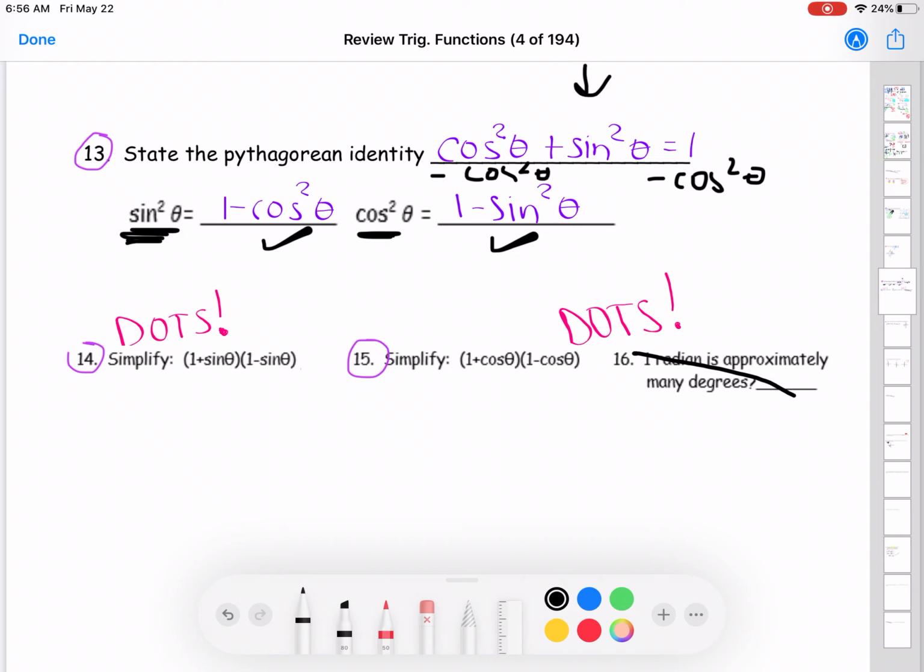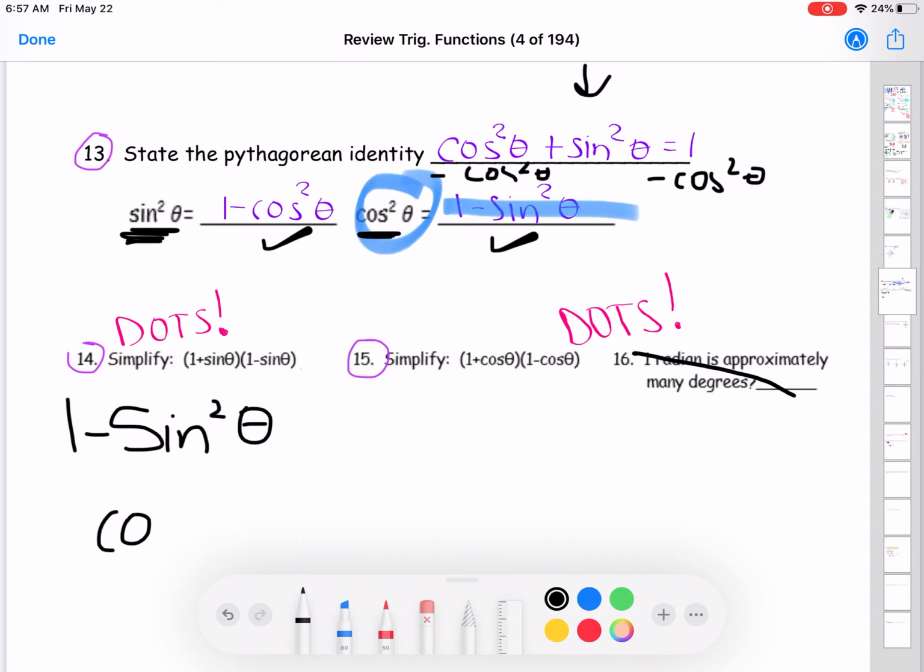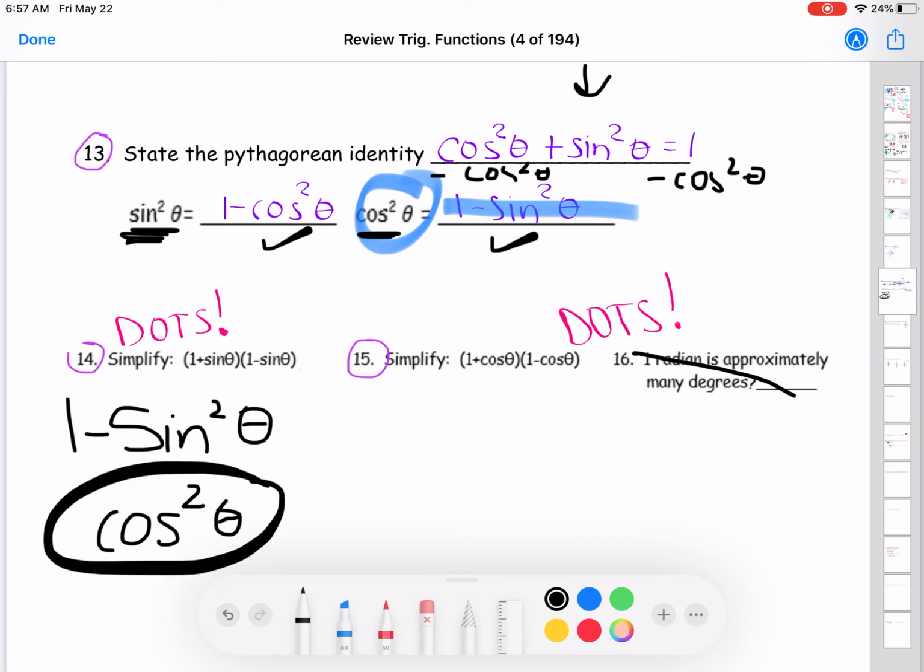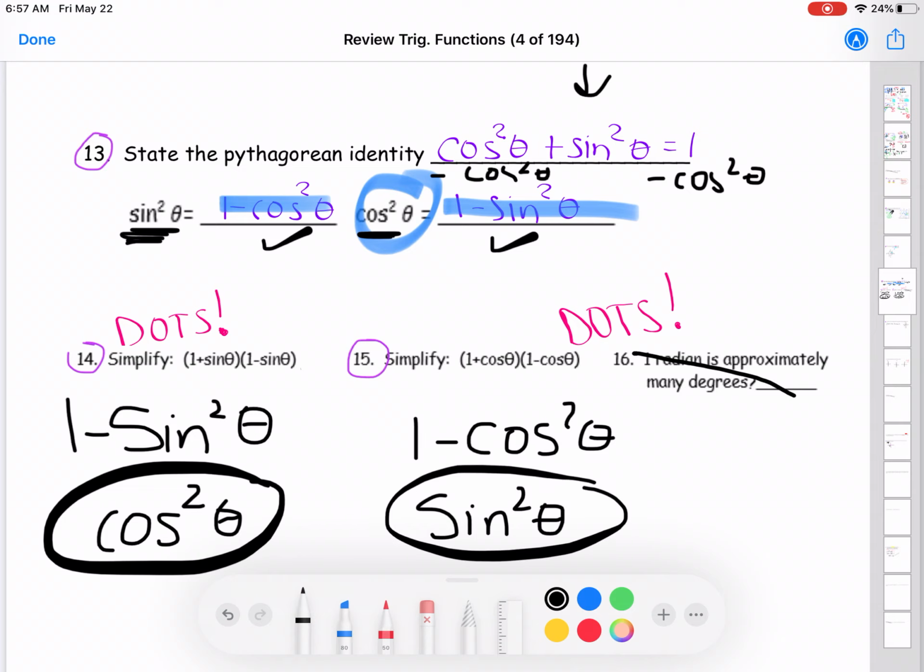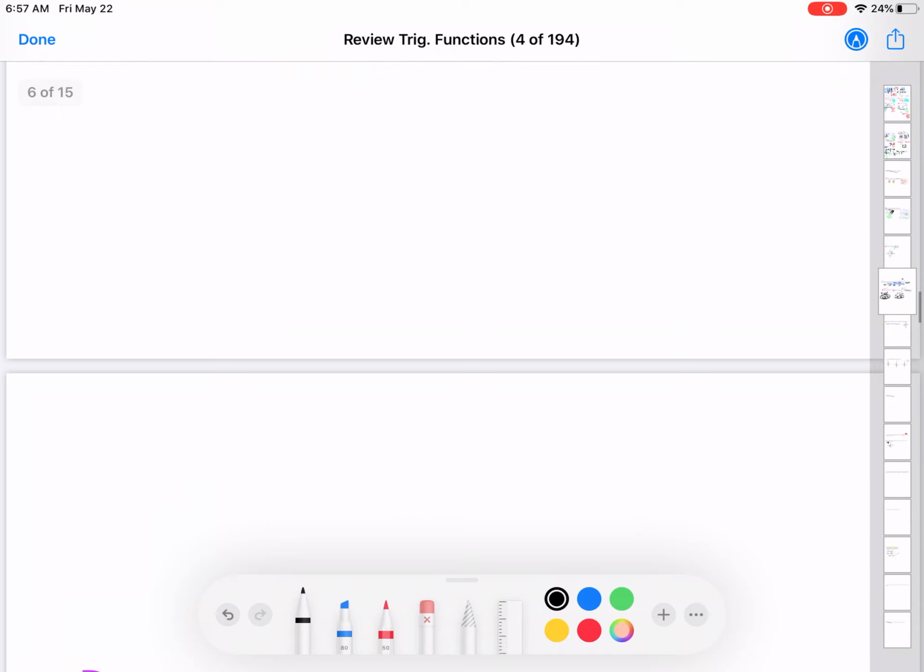Okay, 14 and 15. So 14 we notice is dots. Take the first one and square it. Take the second one and square it. Put a minus sign between it. And look, 1 minus sine squared, right here it is cosine squared. So just memorization. And then the next one, dots again. Take the first one and square it. Take the second one and square it. Put a minus sign between it. And look, 1 minus cosine squared is sine squared. So just using the Pythagorean identity.